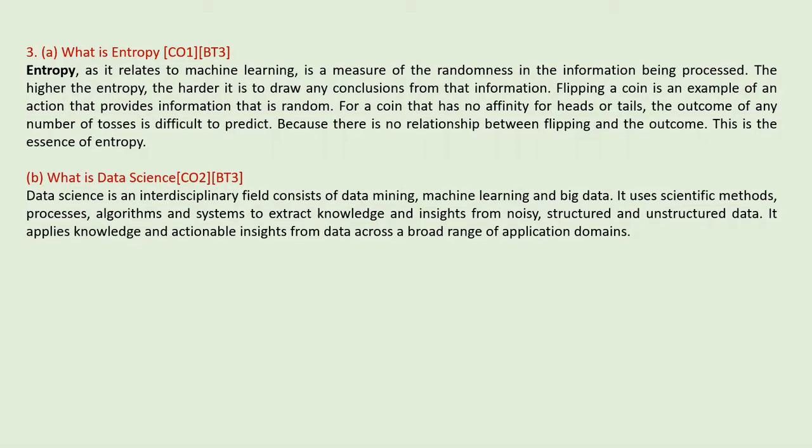For example, flipping a coin is an example of an action that provides information that is random. For a coin that has no affinity for heads or tails, the outcome of any number of tosses is difficult to predict because there is no relationship between the flipping and the outcome. So this is the essence of entropy, to know how much randomness the information is carrying.